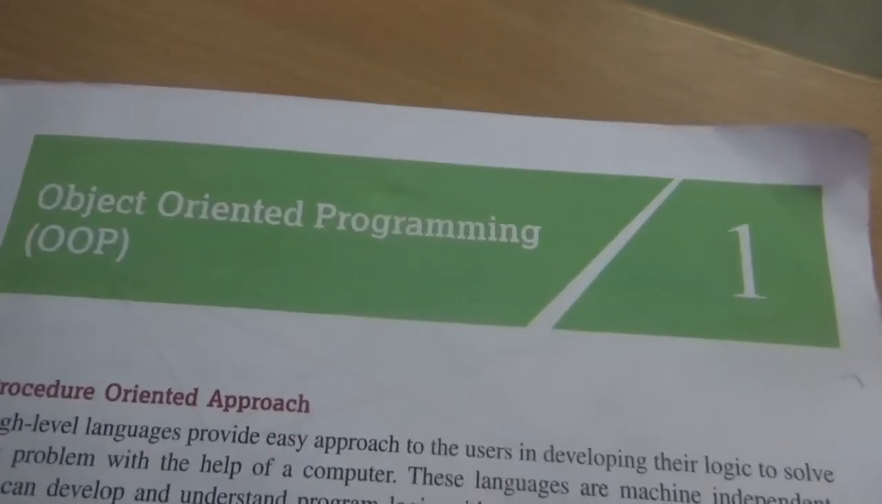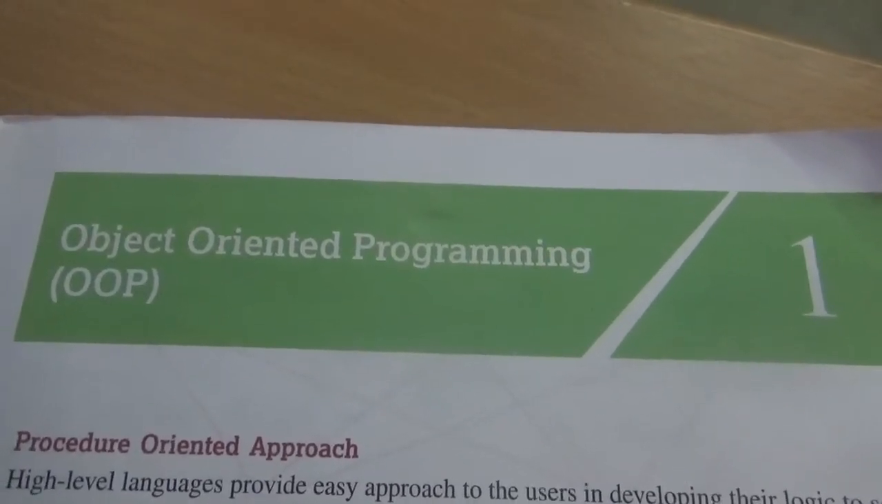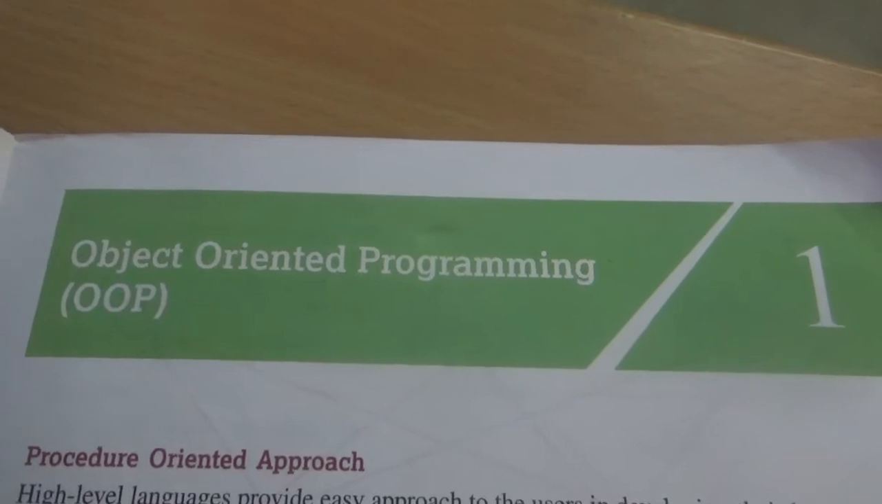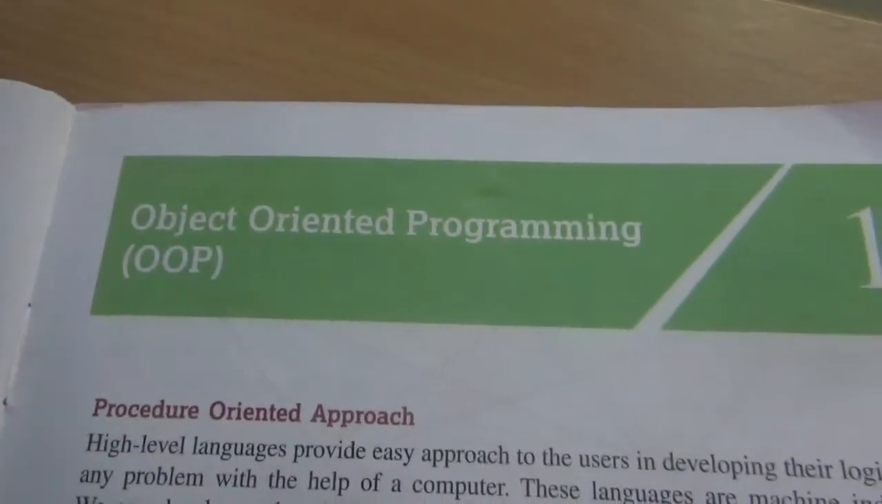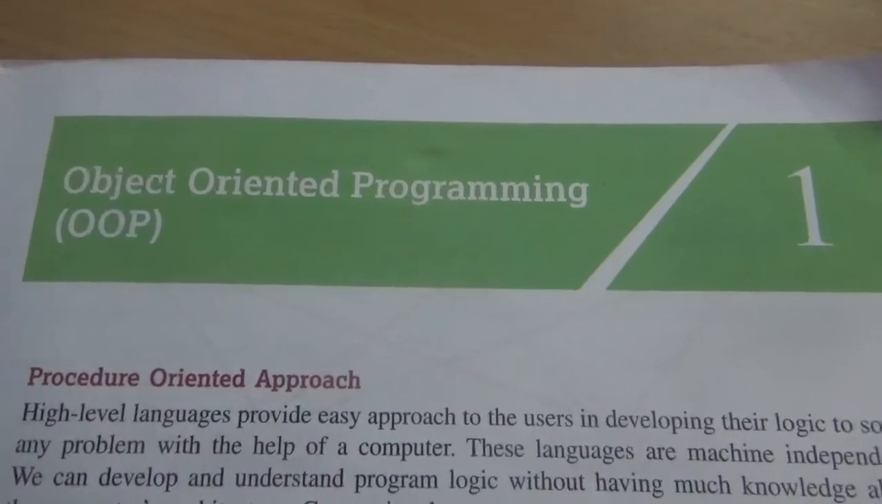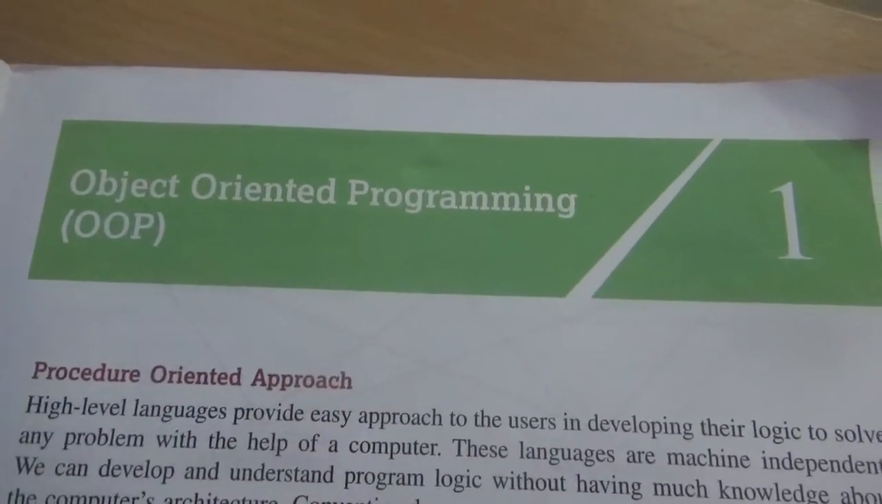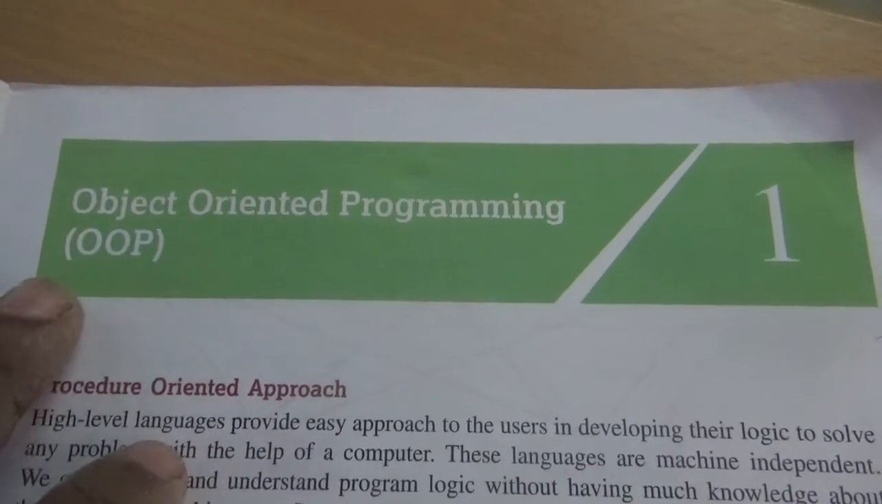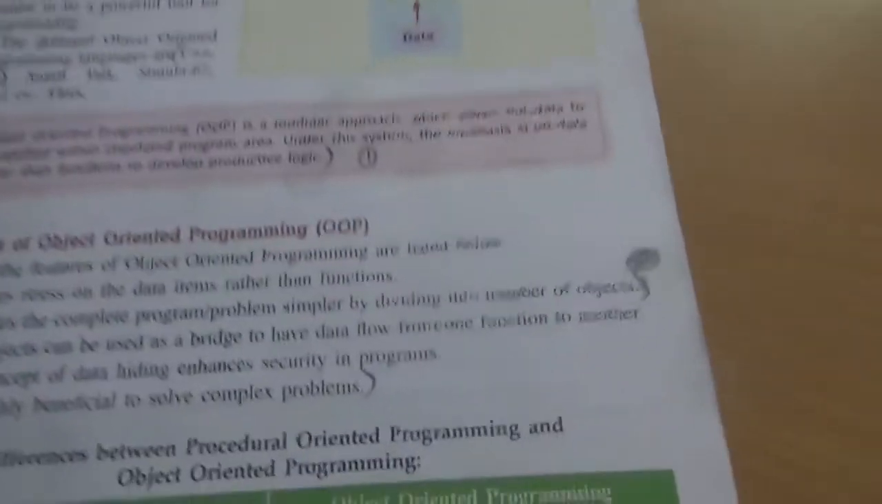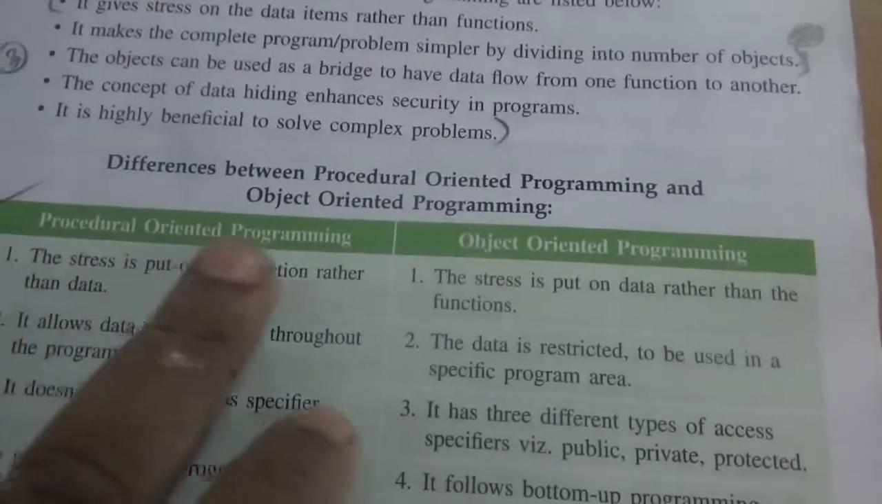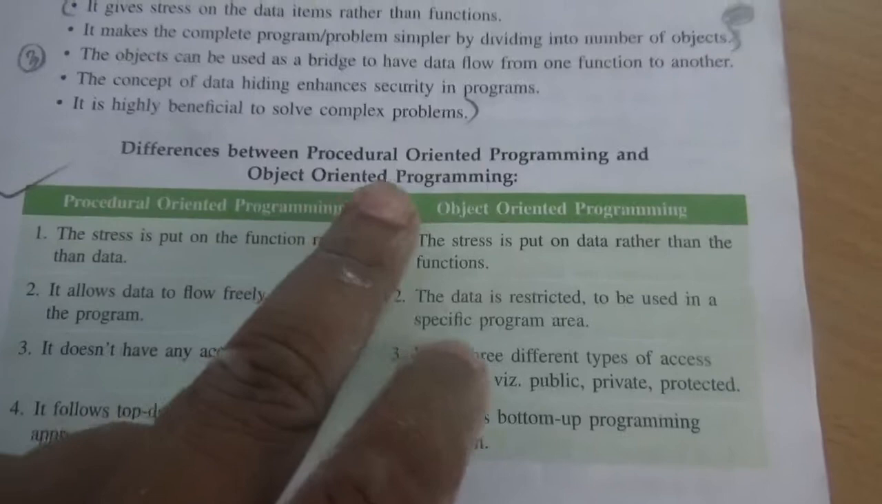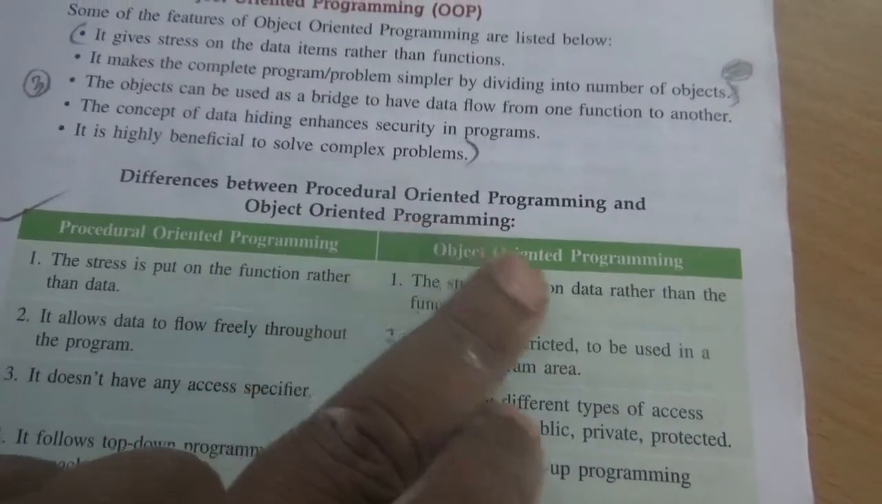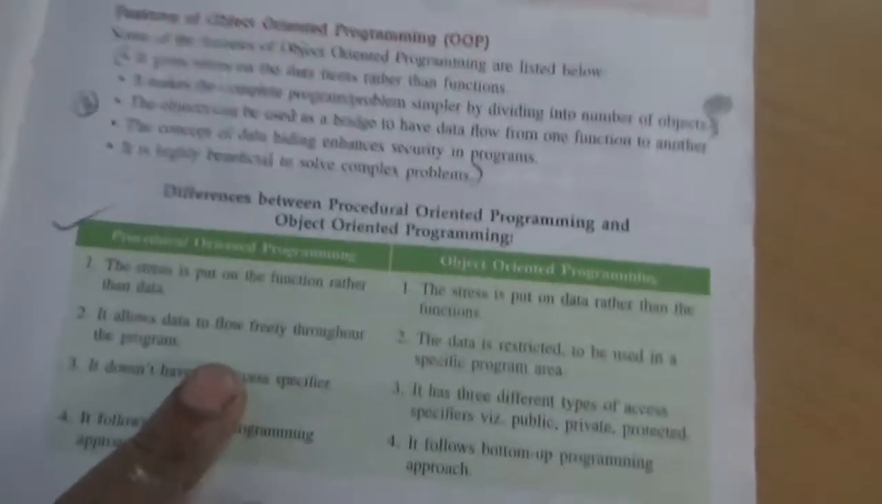So today I am going to explain the first chapter, the theoretical questions, what are the questions that may come from this chapter, that is object oriented programming, in short we say OOP. Here the very important question is this: difference between procedural and object oriented programming language.